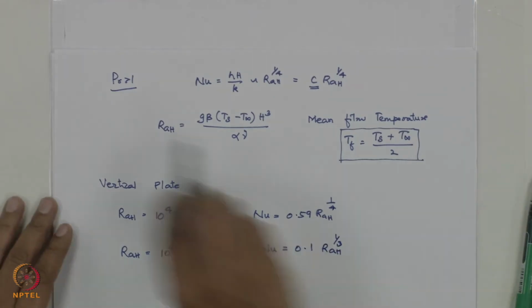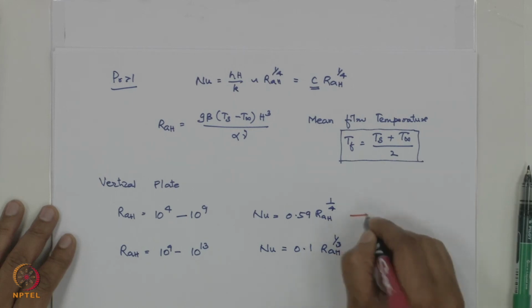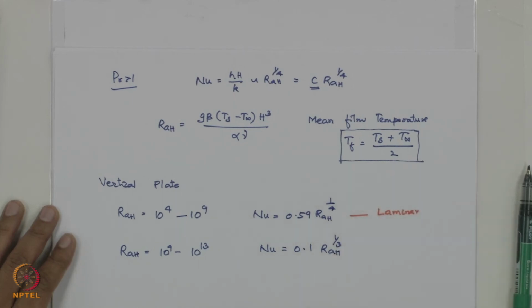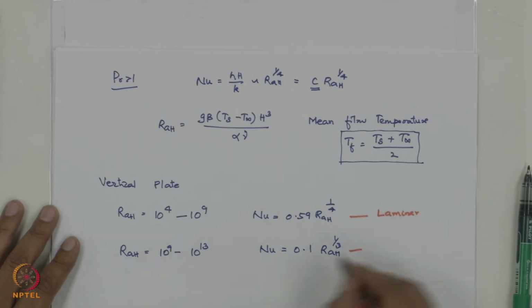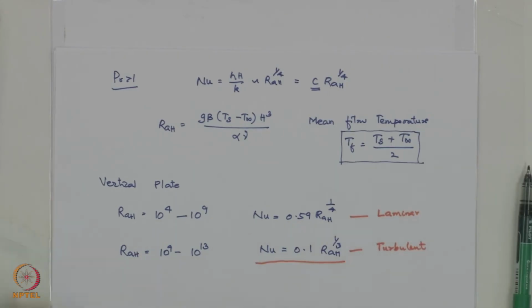What is the difference between these two? The top one is for the low Rayleigh numbers, that is between 10 to the power of 2 to 10 to the power of 9, where the boundary layer is laminar, and beyond 10 to the power of 9 it is turbulent. This we have not derived, I am just giving. You can say that it has come from experiments. Of course, you can analytically also derive that, but I am not teaching that.